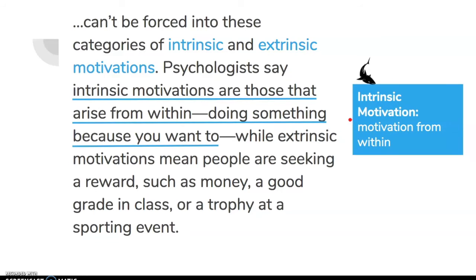If you've ever heard that it's important for you to choose a job that you really love instead of a job that just pays a lot of money, the people who tell you that are big fans of intrinsic motivation. They're saying that the motivation to do your job should come from what you love, something from within.